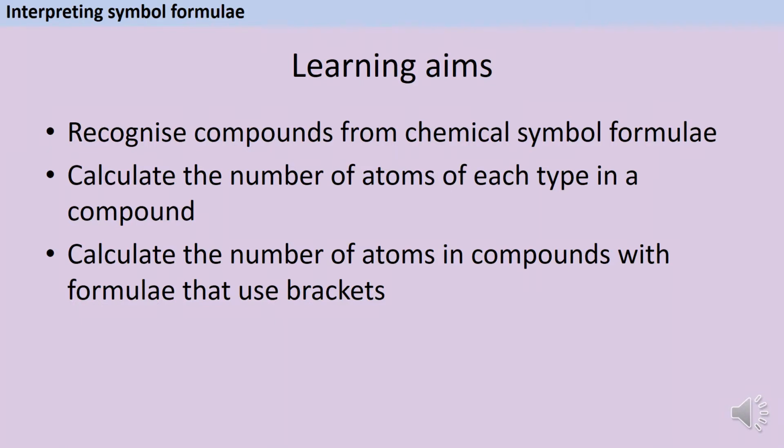By the end of this video, you should be able to look at the chemical symbol formula for a substance and identify whether or not it's a compound. You should be able to calculate the number of atoms of each different type in a compound, and you should also be able to do this where the chemical symbol formula involves brackets.